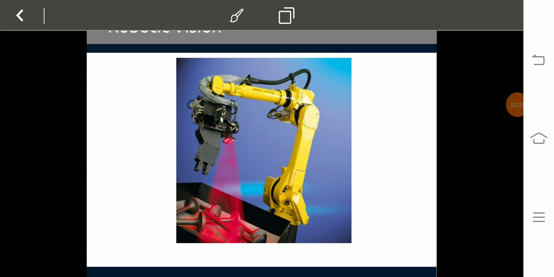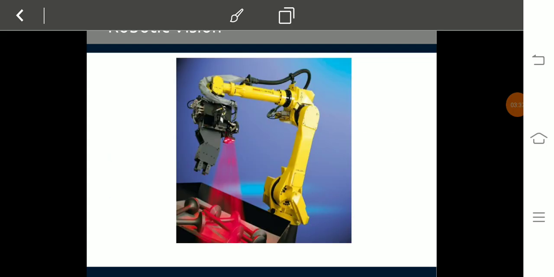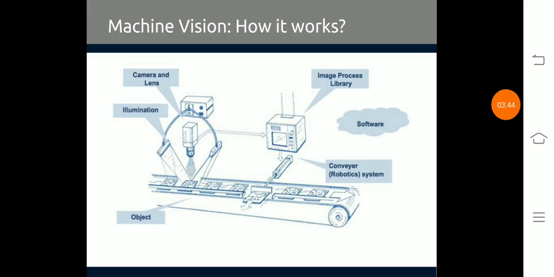The third one is software. This is where the image processing happens: identifying patterns, measuring features, and making decisions. The last one is the communication interface. It connects the vision system to other devices such as robots, PLCs, or computers for taking action.